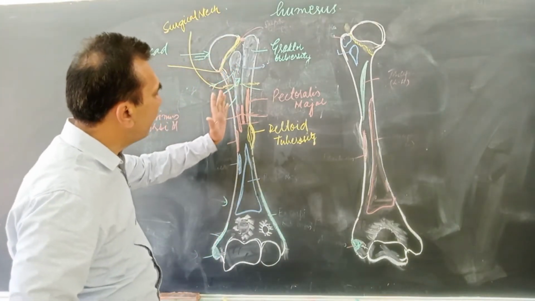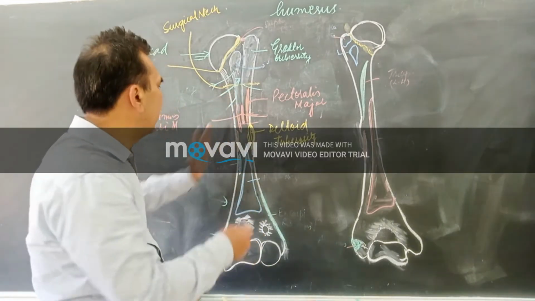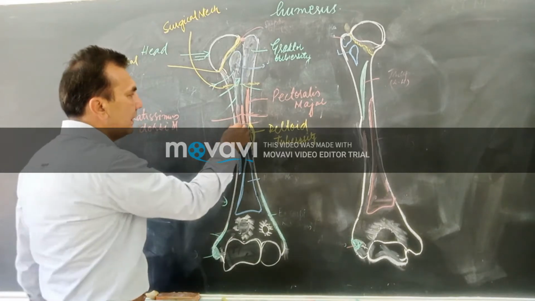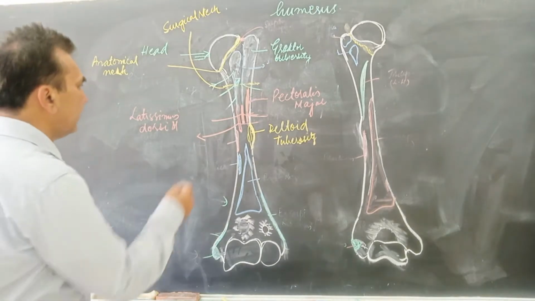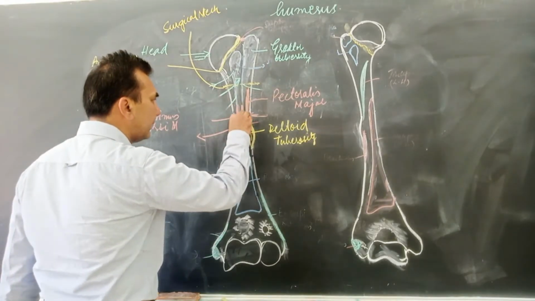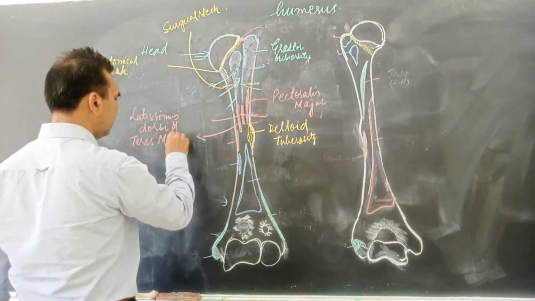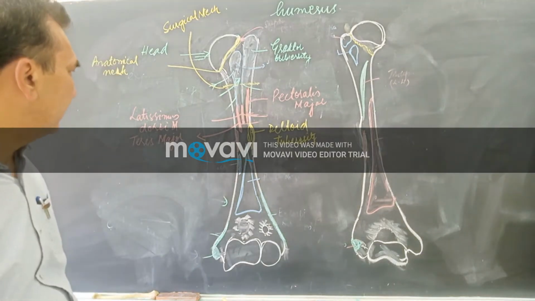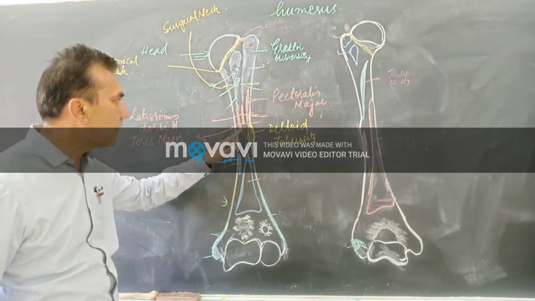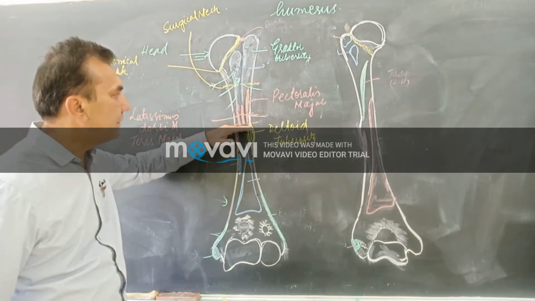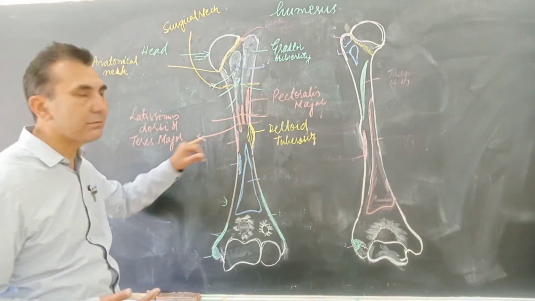Now the medial intertubercular sulcus line goes downward, and when it reaches the shaft, it makes another surface area. This line is for the attachment of the pectoralis major muscle. The medial intertubercular sulcus line goes downward and reaches the middle of the shaft. This is the line for the attachment of the pectoralis major muscle.